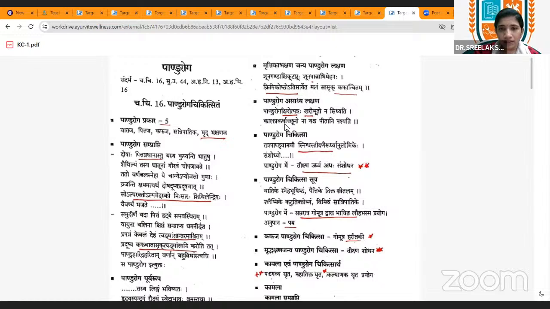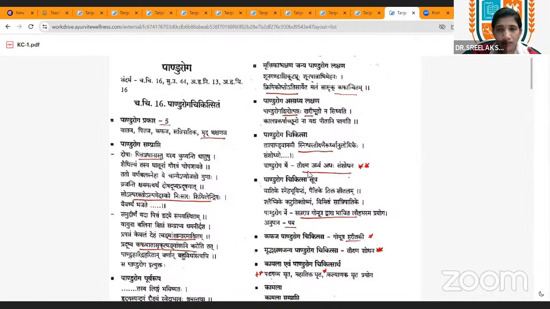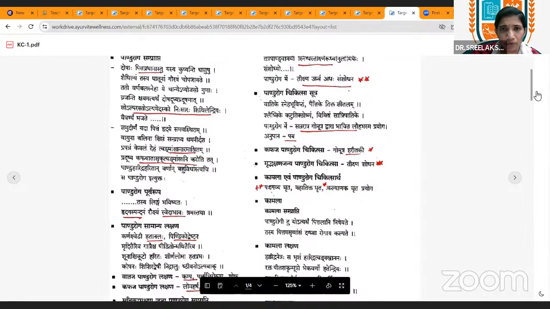Then coming to the Chikitsa Sutra of this Panduroga: Tatra Pandumayinam Snigdha Tikshna Urdhva Anulomikaihi Samshodhanam. So mainly Samshodhana is indicated, and Tikshna Urdhva Samshodhana. Urdhva Samshodhana is indicated for the Pandurogi. That is a 2-star important point.